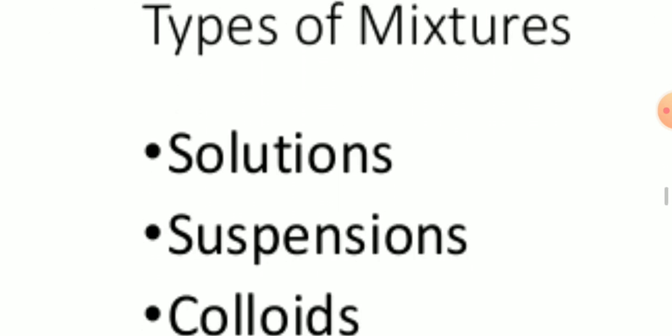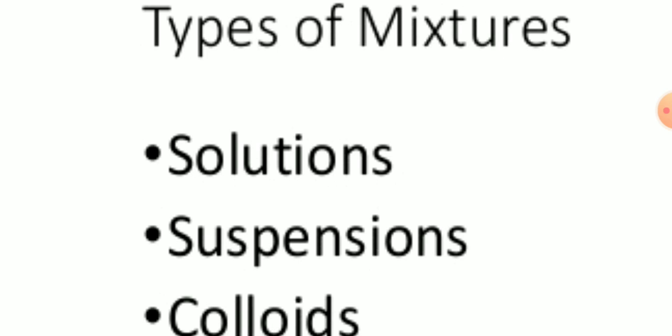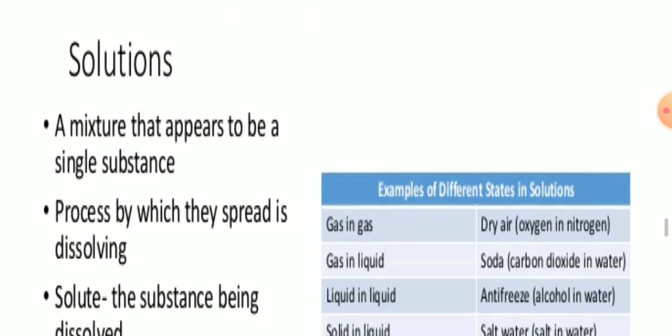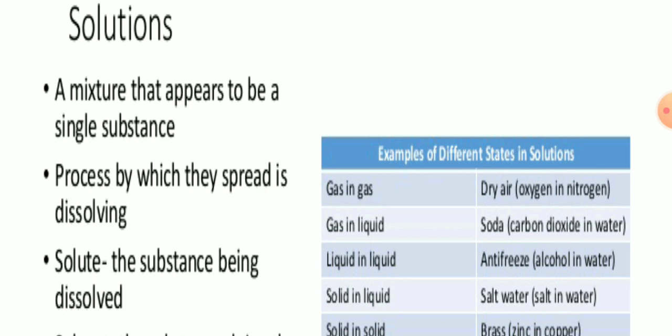Types of mixture. Mixtures are of three types: solution, suspension, and colloids. Now, solution. A solution is a mixture that appears to be a single substance. That is, a solution is homogeneous. You cannot distinguish the components of a solution.